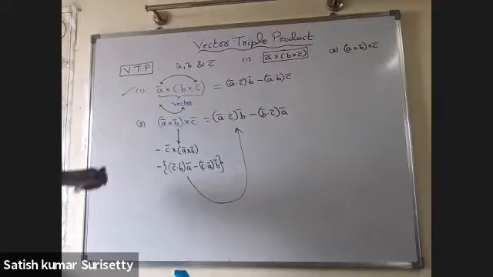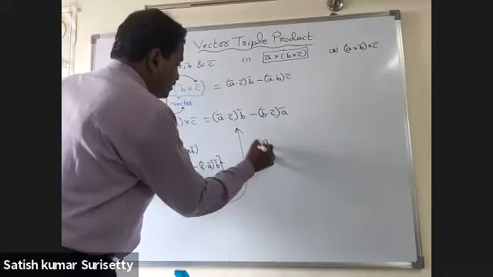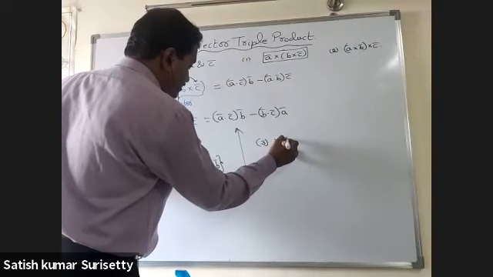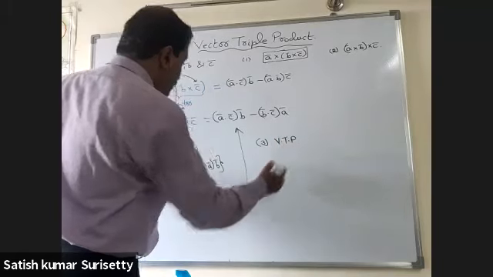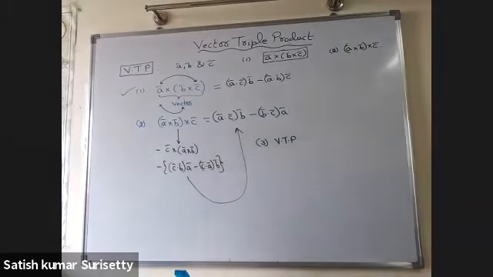From these two, can you say any observation for the vector triple product based on the right hand side?